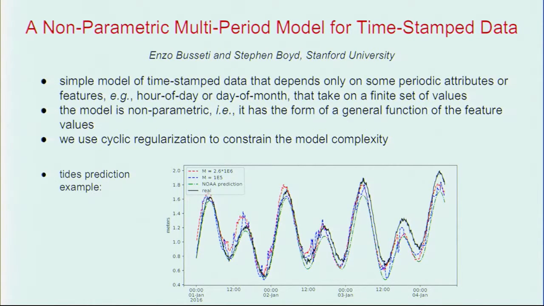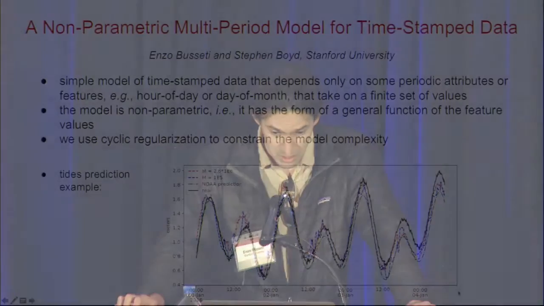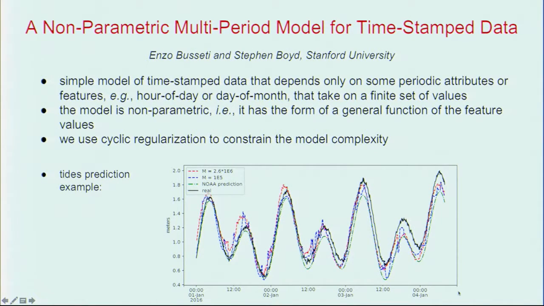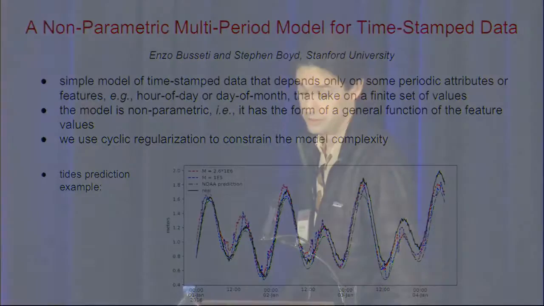And we use cyclic regularization to constrain the model complexity. So we don't need to have assumptions of sort of how the data is structured. And for example, here's a little prediction of the level of water tides. And this depends on phase of the moon, day of the year, and time of the day. And it's preliminary, but we almost match the state-of-the-art prediction.